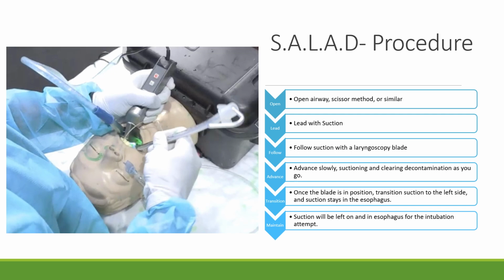So how we do the SALAD is you open up the airway with the scissors method or something similar. You lead with suction. Suction's in front of the camera. You're slowly clearing the airway as you go, identifying the landmarks, and as you clear the contamination, once the blade is in position, you transition the suction to the far left side so it's out of the way, because the right side of the mouth, the oropharynx, is going to be where our workspace is, where the tube's going. And you bury the suction into the esophagus and you leave it there.